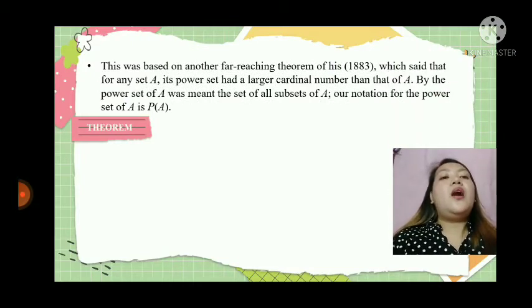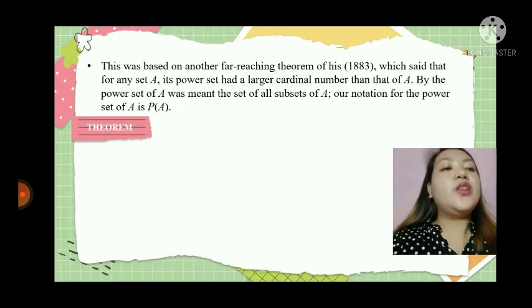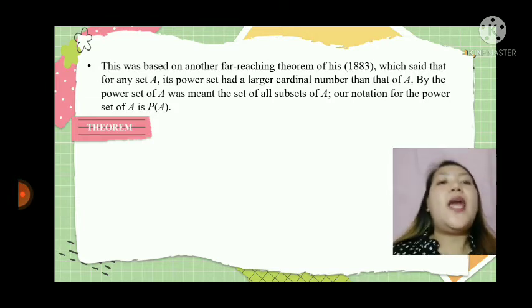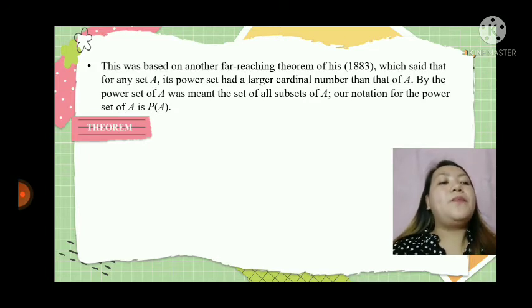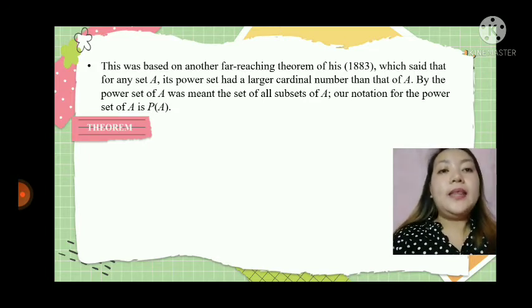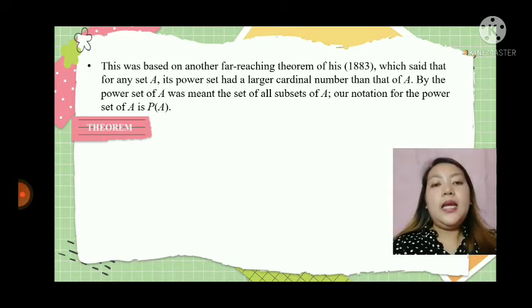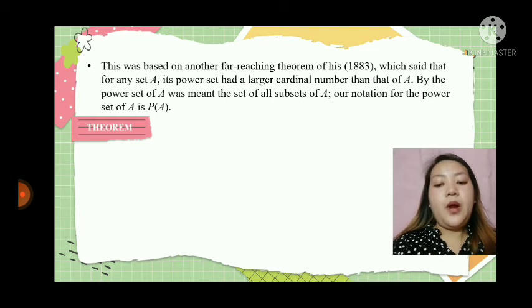This was based on another far-reaching theorem of his from 1883, which said that for any set A, its power set has a larger cardinal number than that of A. By the power set of A was meant the set of all subsets of A. Our notation for the power set of A is P(A).